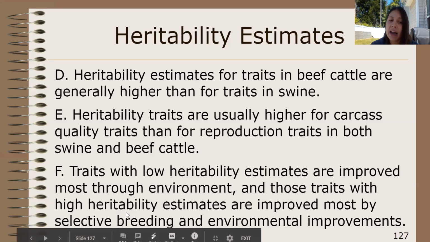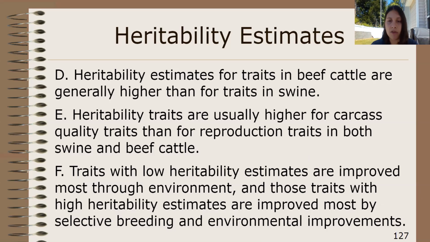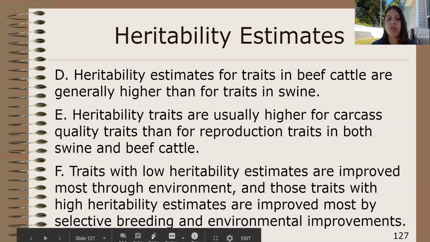And then traits with high heritability estimates are going to be improved through selective breeding and environmental improvements, but primarily through selective breeding. What's the best way you can get good ribeye area or tenderness? Yeah, part of it is through environmental improvements, such as feeding the animal really good food. The other part of it is breeding animals that have tender meat already.